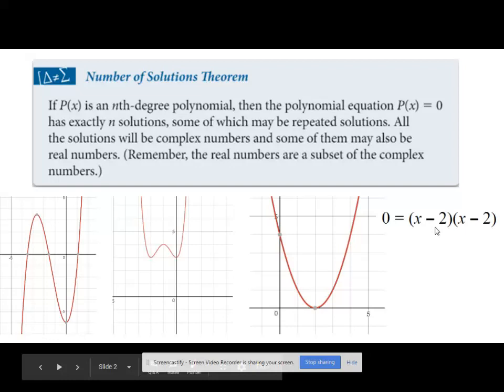And so this is going to have two different solutions. X could be 2 or x could be 2. We have a repeated solution. So this polynomial here, this quadratic equation, does have two solutions. It just happens that it's the exact same solution. It could be 2 or it could be 2. And that's what this would look like. Okay. So we've got our solutions there then. Repeated solutions.